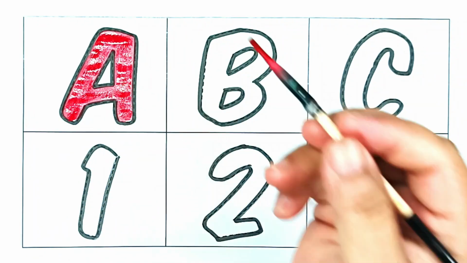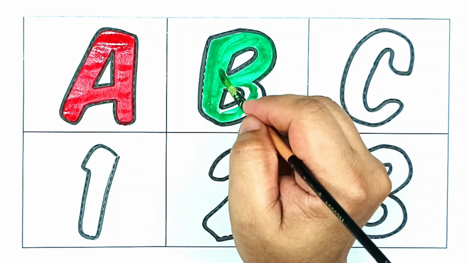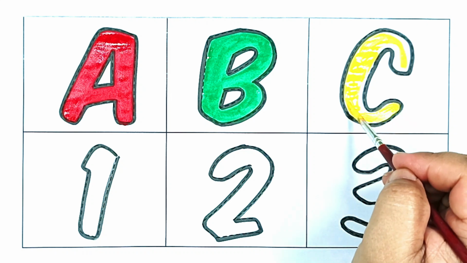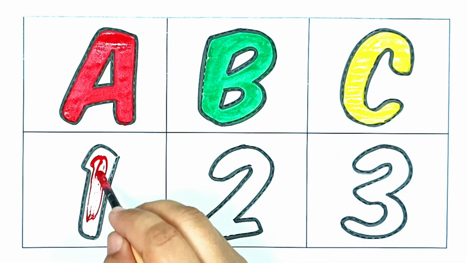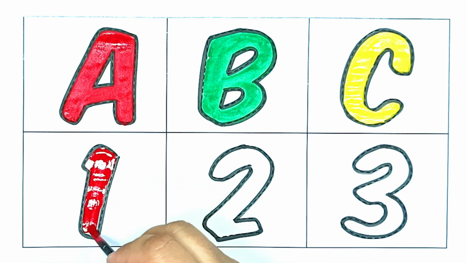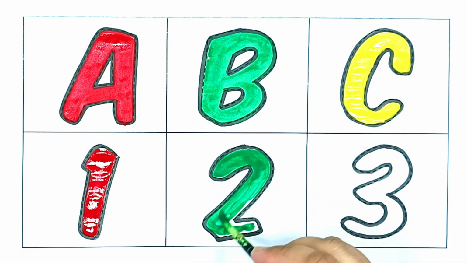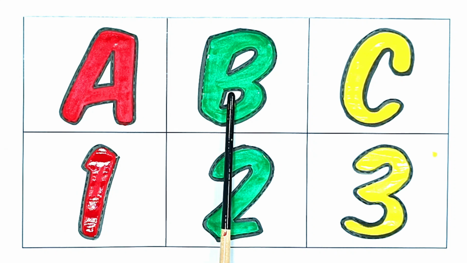A for apple, A for apple. B for ball, B for ball. C for cat, C for cat. 1, 1, 2, 2, 3, 3, A, B, C. 1, 2, 3.